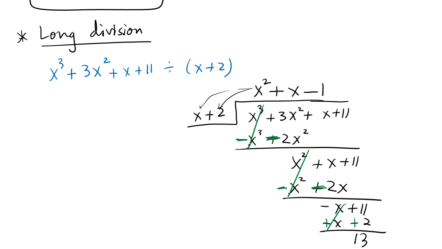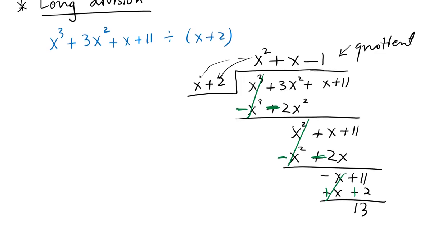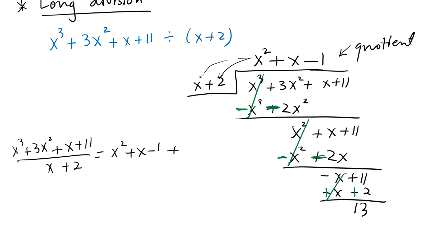What we got in the bottom is called the remainder, and on the top is the quotient. This is the quotient. So when we write the final answer, we write that x cubed plus 3x squared plus x plus 11, when we divided by x plus 2, gave me a quotient that is x squared plus x minus 1, plus always the remainder over the divisor, x plus 2.